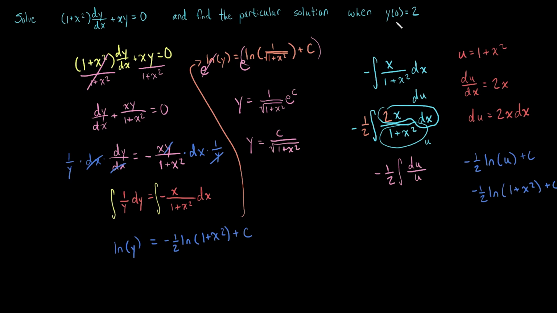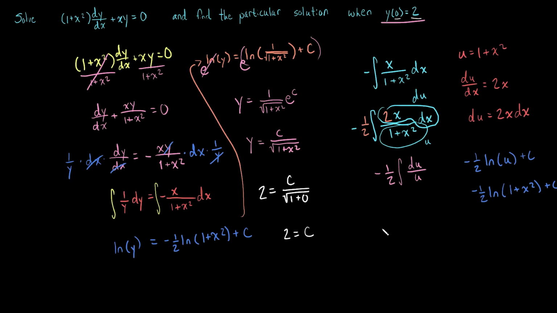From there, remember we're going to solve our initial value problem. We want to find the particular solution, so we need to find it when y is equal to 2 and when x is equal to 0. So we get c over the square root of 1 plus 0 squared, which is just 0. And the square root of 1 is just 1. So we get 2 is equal to c.